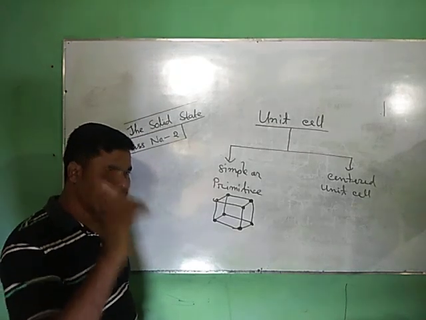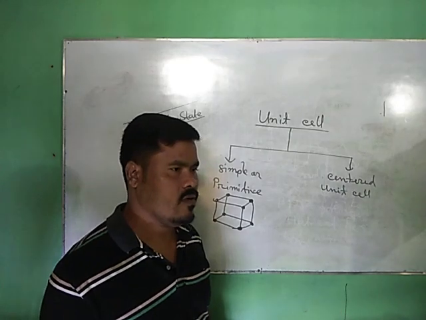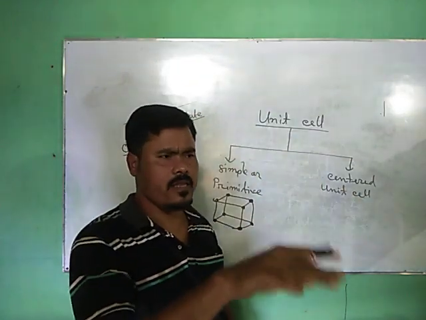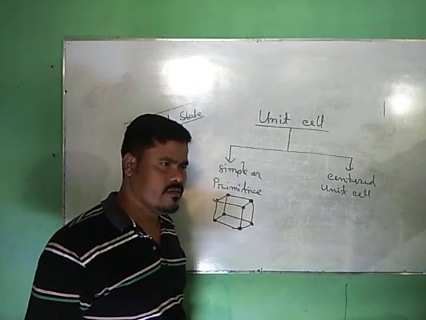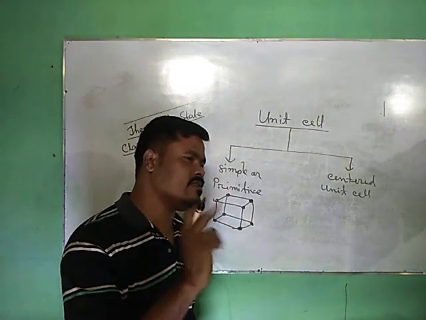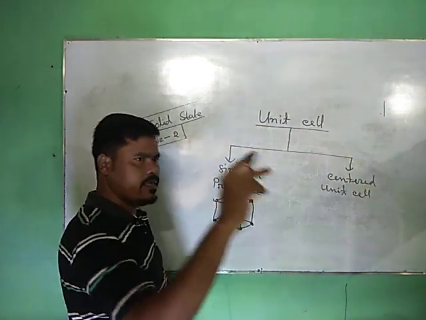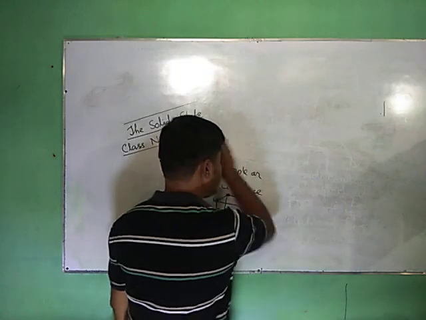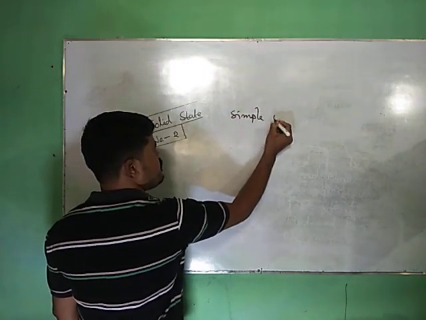Okay, there are seven types of primitive or simple unit cells which differ in their dimensions. Such different types of unit cells are found in the different crystalline solids. So I am going to mention these seven types of basic or primitive unit cells, which are also called crystal systems. This will be uploaded in tabular form later on. I am going to mention the seven types of simple or primitive unit cells.